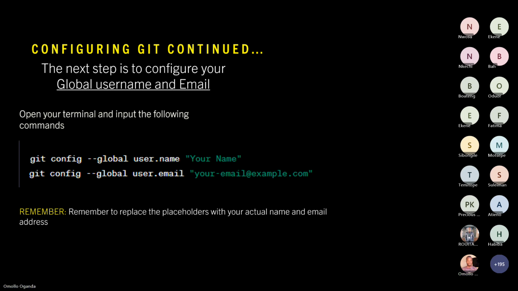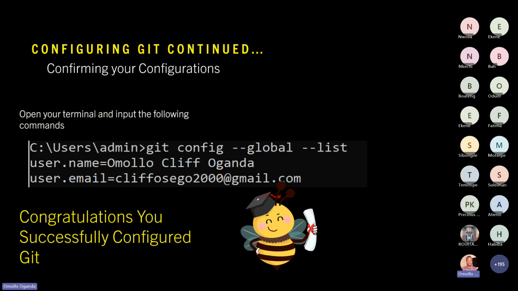Move forward. Once you have that, you can actually confirm that it is configured using a command that is git config, then we have the global flag and the list flag, and that will return to you your user.name, that is my name, and your user.email, that is the email that you have configured for Git to use. And congratulations, now you have successfully configured Git on your machine.